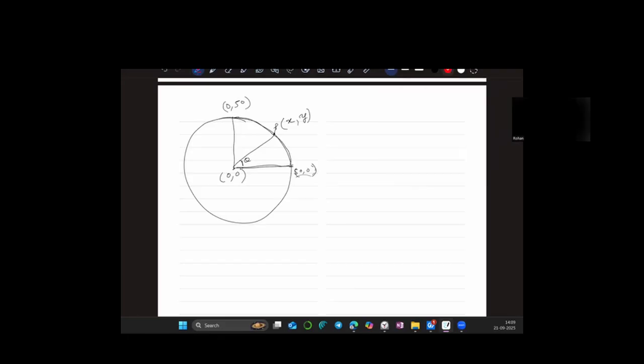So what we're going to do is draw a perpendicular from the point P to the base. Now this becomes a right angle triangle, where this red line is the perpendicular, this one is the base, and this is the hypotenuse.